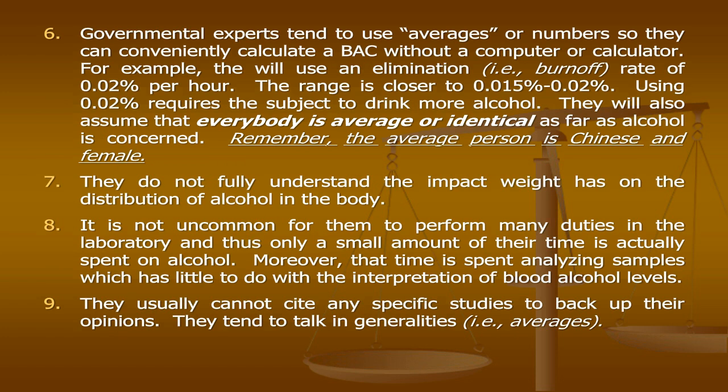Government experts tend to use averages or numbers so they can conveniently calculate a BAC without a computer or calculator. They will use an elimination rate of 0.02, which is a high end. Using a 0.02 requires the subject to have drunk more alcohol. They will also assume that everybody is average or identical as far as alcohol is concerned. And remember, the average person is Chinese and female. They do not fully understand the impact of weight on the distribution of alcohol in the body.